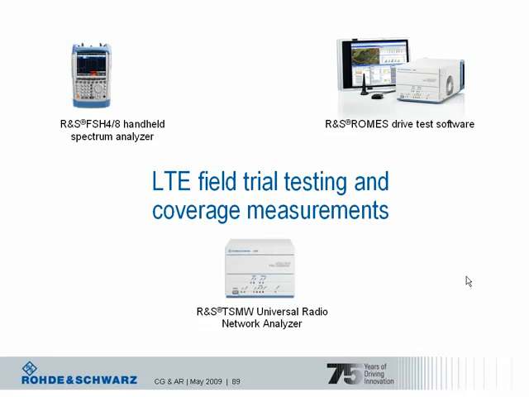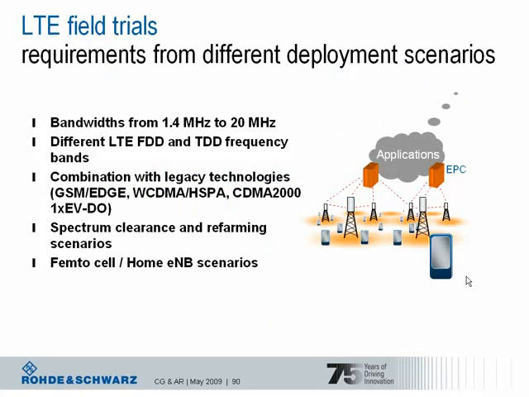The first LTE field trials have already started, so LTE commercial network deployment is about to start. And so this is really an especially interesting area to see what are the requirements coming specifically from LTE for the real trials. So first of all, there's a lot of different deployment scenarios for LTE. So we have seen that there's the bandwidth scenarios. You have small bandwidths from 1.4 MHz up to the 20 MHz. So depending on the network operator and the spectrum availability, different bandwidth scenarios will be required.